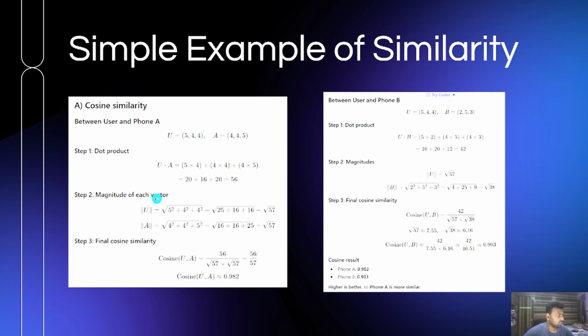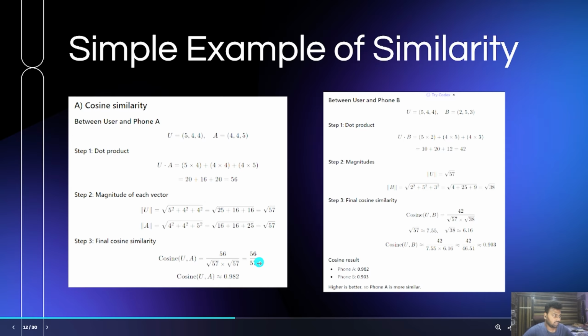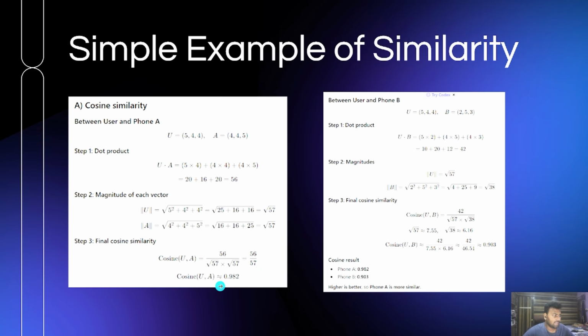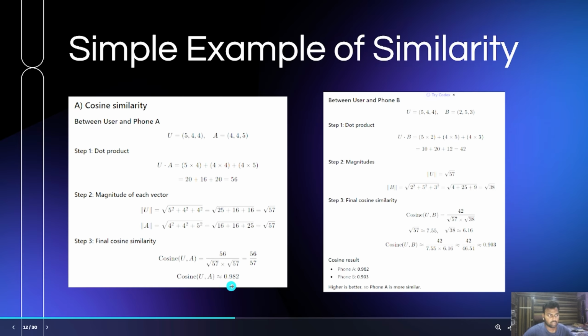And the magnitude of the vector u, that is user, is root over 5 square plus 4 square plus 4 square, which is 25 plus 16 plus 16, that is root over 57. And the magnitude of phone A is 4 square plus 4 square plus 5 square, that is 16 plus 16 plus 25, which is root over 57. The final cosine value is 56 by 57, that is approximately 0.982.